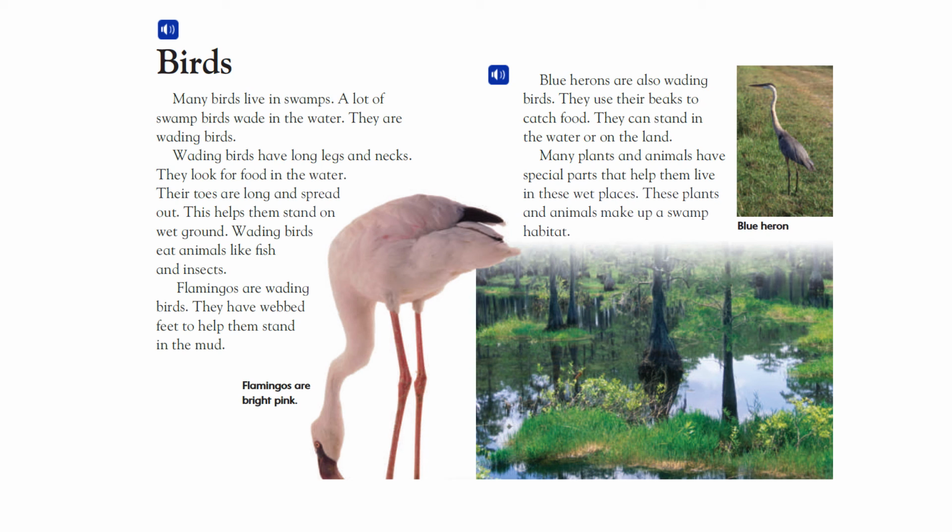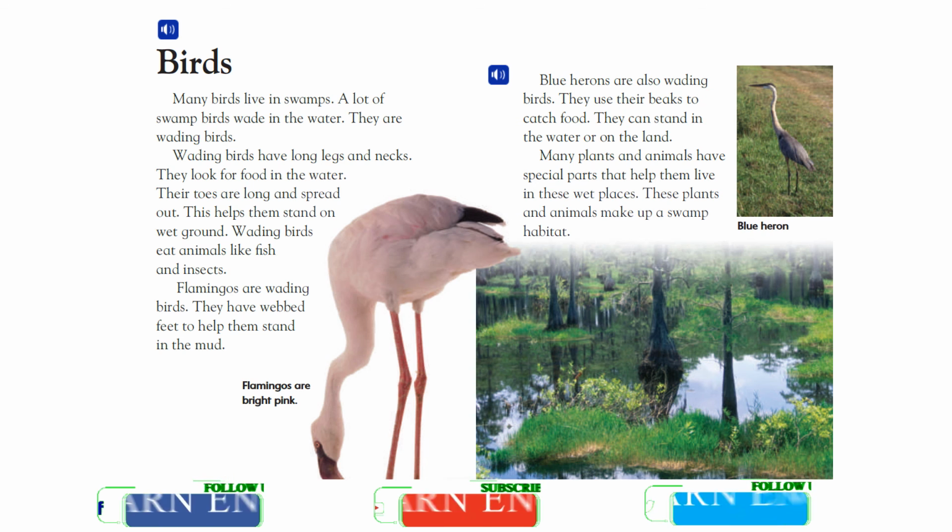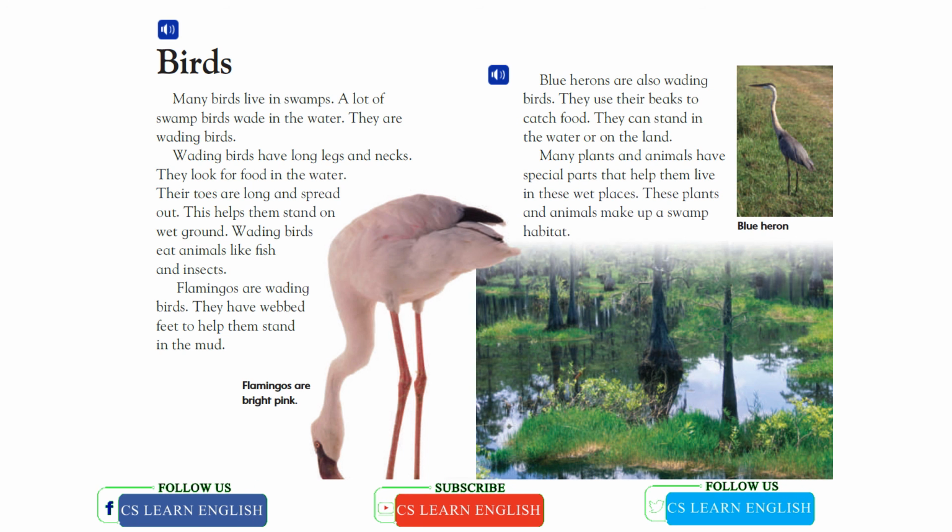Flamingos are wading birds. They have webbed feet to help them stand in the mud. Blue herons are also wading birds. They use their beaks to catch food. They can stand in the water or on the land. Many plants and animals have special parts that help them live in these wet places. These plants and animals make up a swamp habitat.